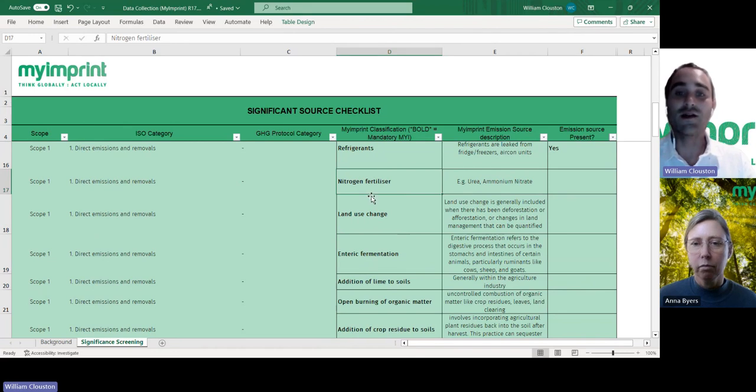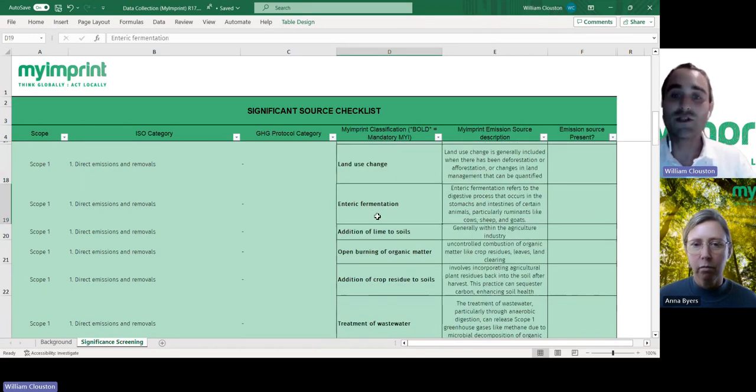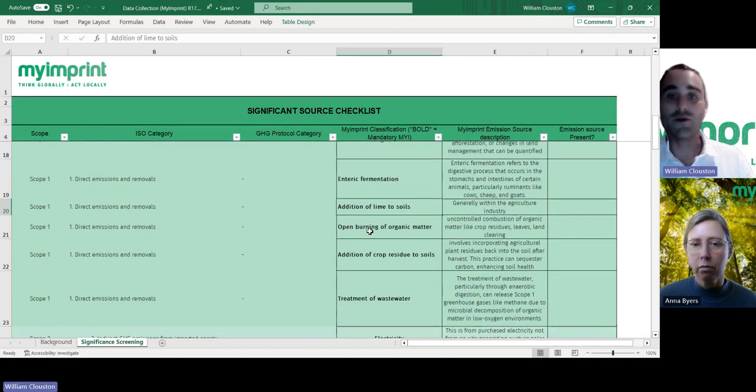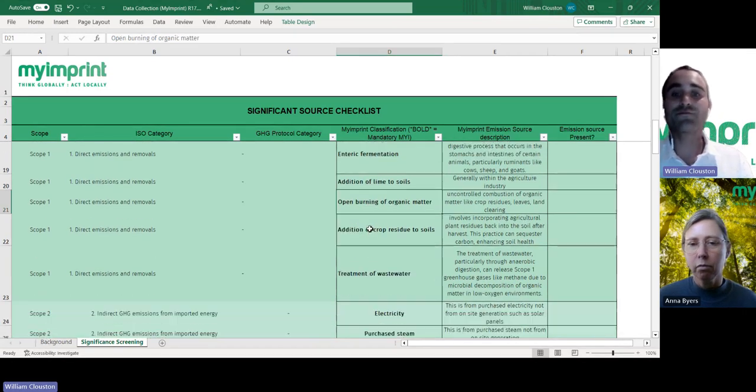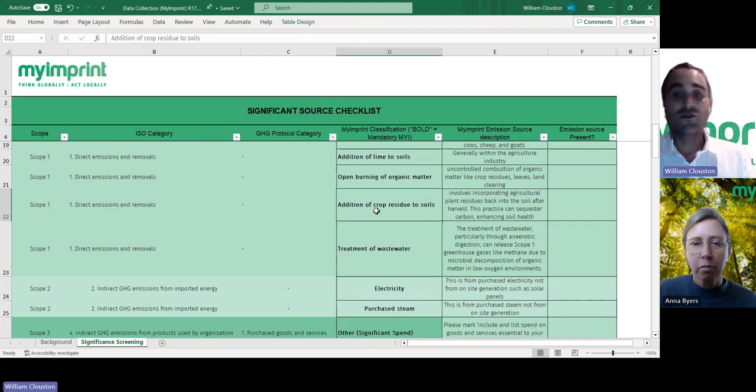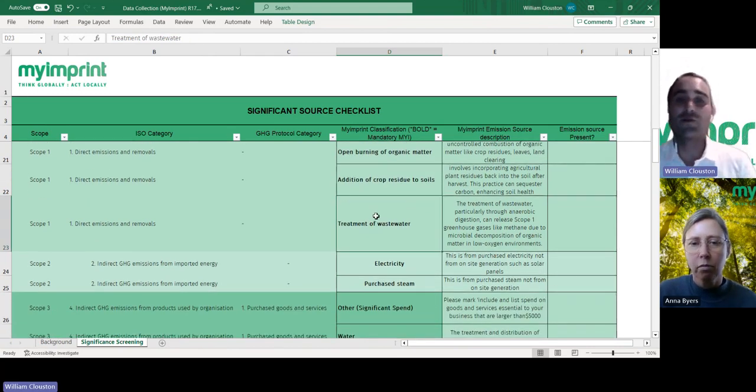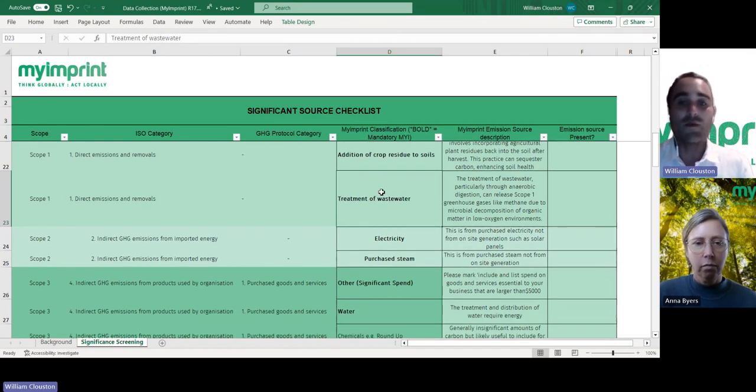Nitrogen fertilizer, land use change, enteric fermentation, addition of lime to soils, open burning of organic matter, addition of crop residues. So you may have them if you're in the agriculture industry. Treatment of wastewater. So this is treatment of wastewater that's done on site. And so those are the key Scope 1 emission sources.